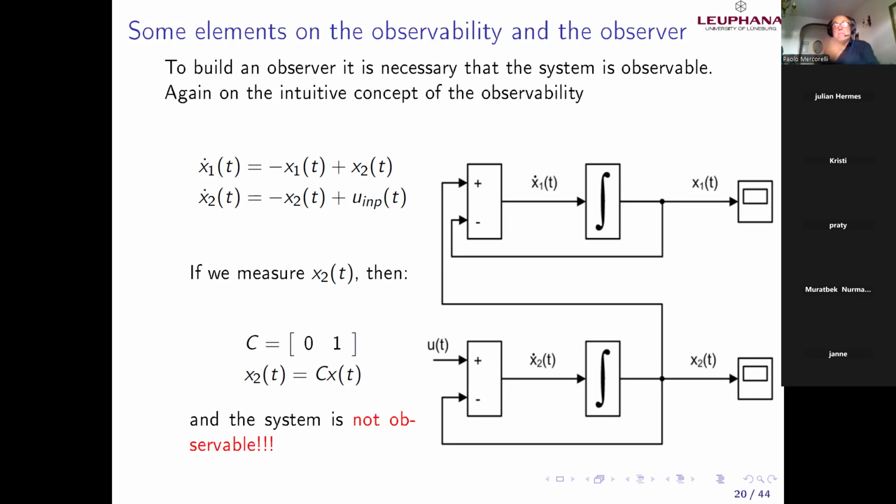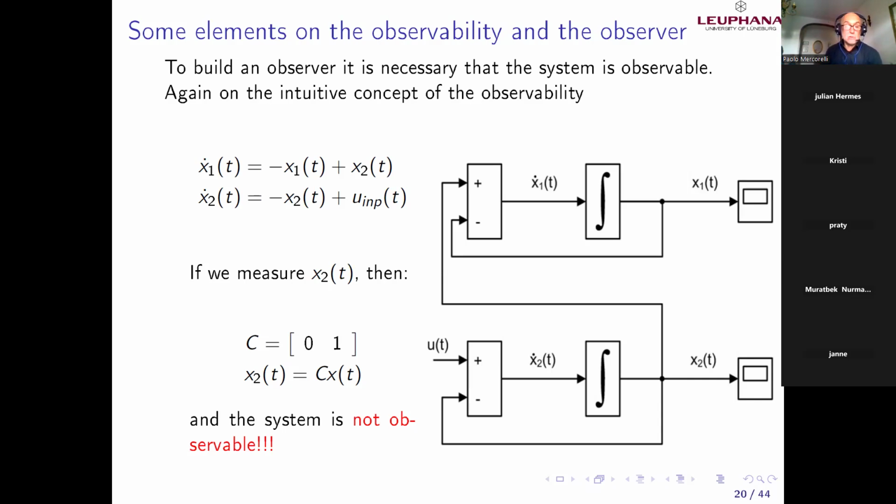X1 could be the liability, X1 could be the population of fishes, everything. Look at this first equation: X1 derivative equals minus X1 plus X2. Then we have the second equation of this system, which consists of two states, X1 and X2: X2 derivative equals minus X2 plus U input. Question: please build the block diagram of the system here.